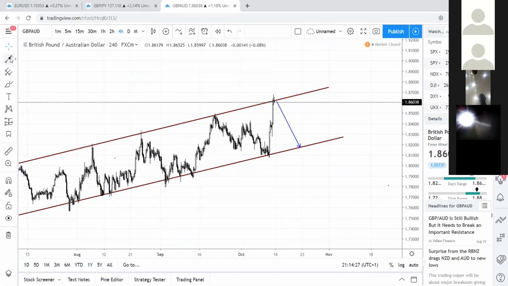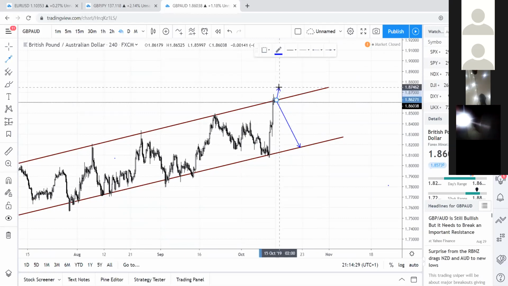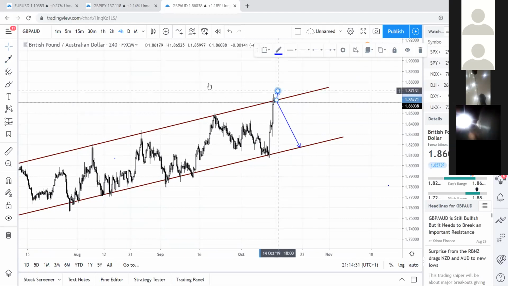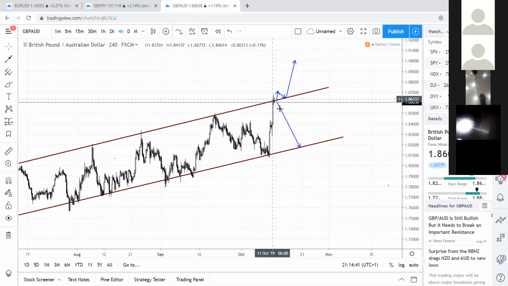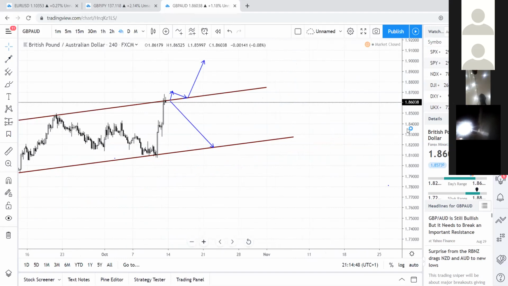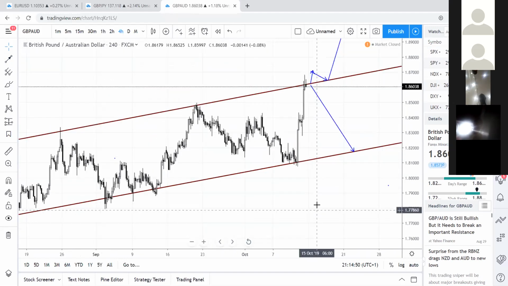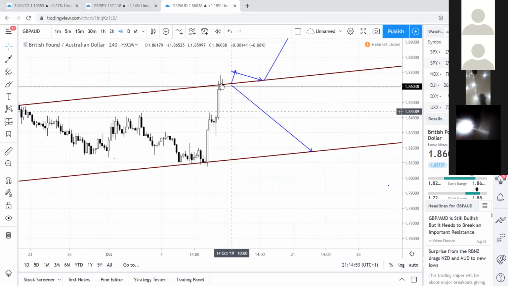Or it pushes up more, retests this zone, and then... I've not seen a very clear break, because something like that happened here. If I'm going to see a clear break, I don't want the wick. I don't just want the wick of the candle to break. I want the body.